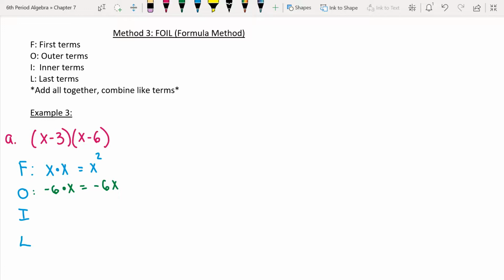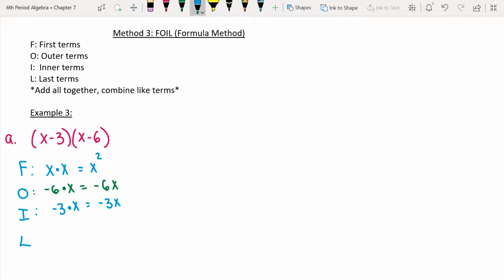I stands for the inner terms. So that means the innermost terms. What's the farthest inside you could possibly be, which would have been -3 and x. These are the inside terms. They're stuck in between things. So that becomes our next product, which is -3 times x, and that equals -3x.